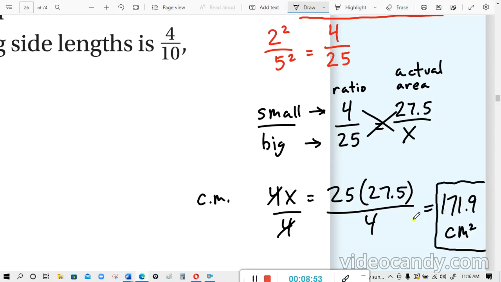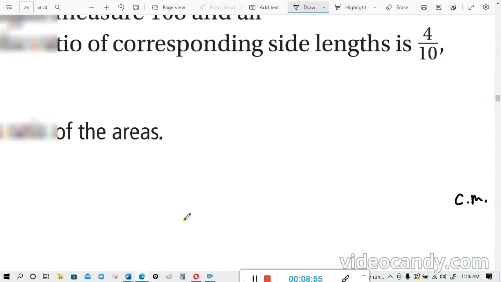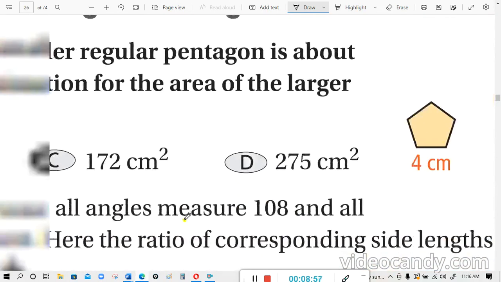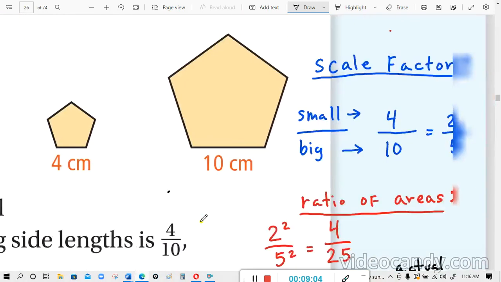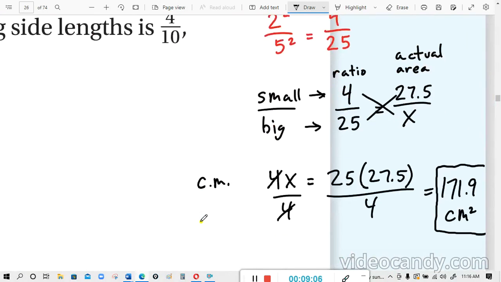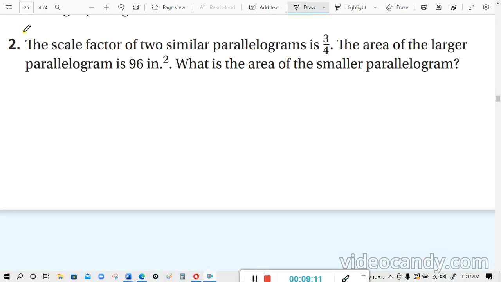So 171.9, let's check the choices. The closest is going to be 172 centimeters squared. Please pause and try Got It problem number 2.